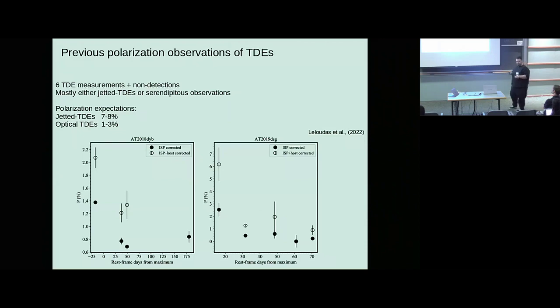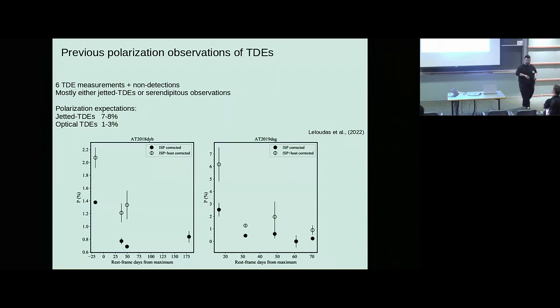Which is not really a lot to go on, but based on that, we could deduce that we expect for optical TDEs to have maybe 1 or 2% polarization. This will be analogous to the radio quiet systems. And then the jetted TDEs have higher, maybe 7 or 8% polarization, which again will be similar to what we see in blazars.